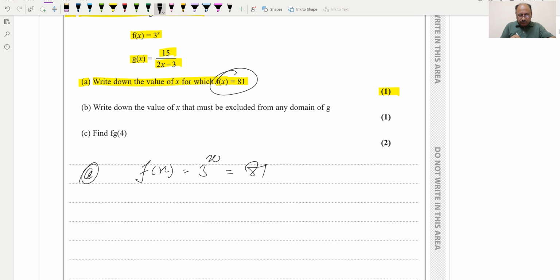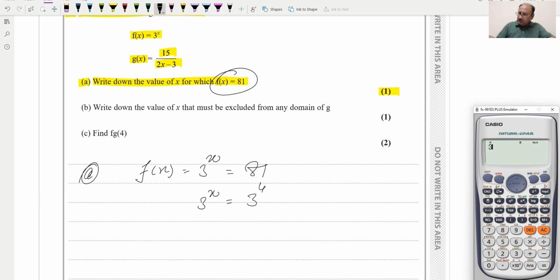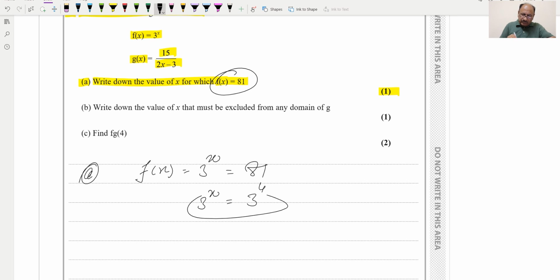This implies we can write 3 raised to x is equal to 3 raised to the power 4, because 3 raised to the power 4 is equal to 81. Now the bases are the same, so the powers can be compared. So we can write x is equal to 4. This will be our answer for this question.